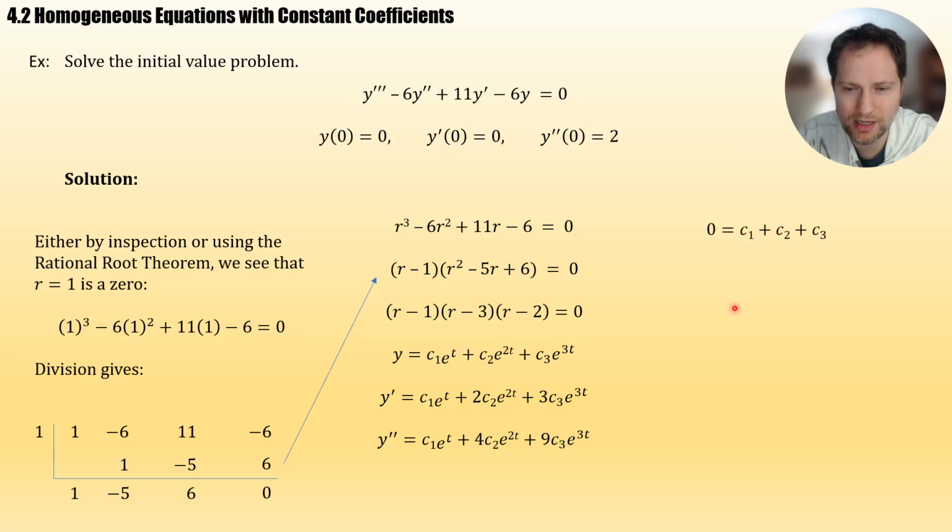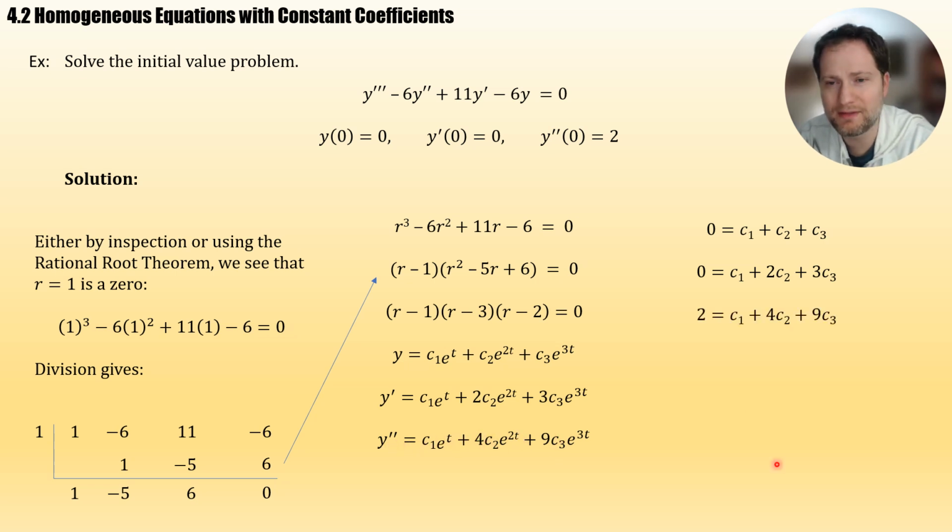And now we apply our initial conditions. If you plug in 0 for t everywhere in the first of these equations, you should get 0 for y on this side. So that's what I've done here. And now we're going to plug in 0 for t into the second equation. And we'll get also 0 for y prime. So that's the result of doing that right there. And then last, we're going to plug 0 in for t in this last equation, and we should get 2 for y double prime. So that gives us a system of three equations with three unknown variables.